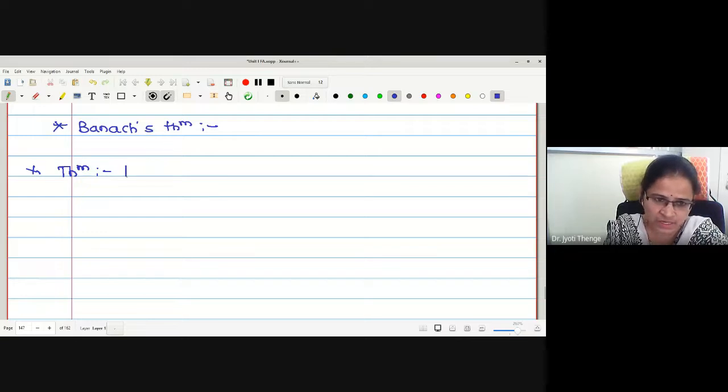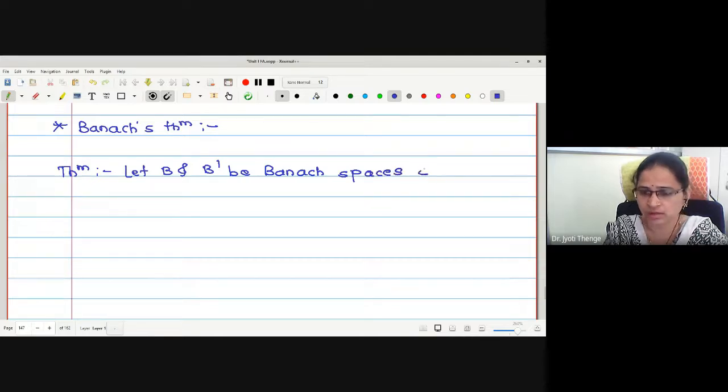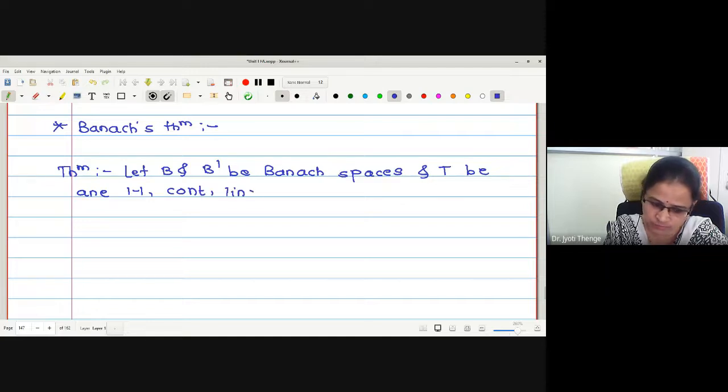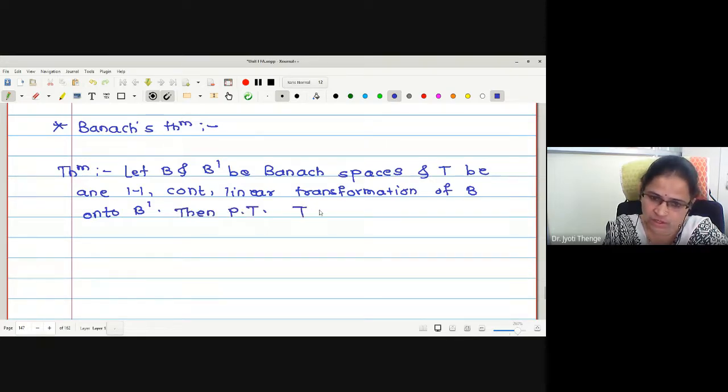What the theorem says: let B and B dash be Banach spaces and T be a one-one continuous linear transformation of B onto B dash. Then prove that T is a homeomorphism.